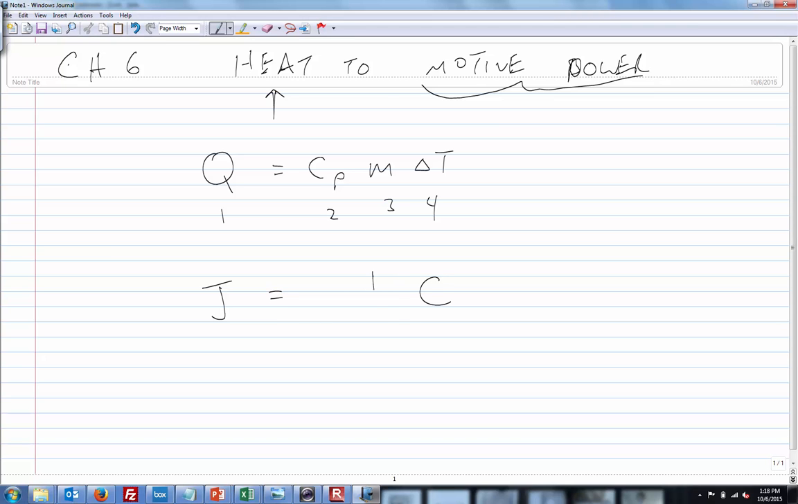Kilograms, there we go, nice. Okay, so what do the units of C sub P, the heat capacity of a substance, have to be? What are the units? This works out algebraically. I've got joules over here, and I've got kilograms and centigrade over here. What has to go in that numerator?